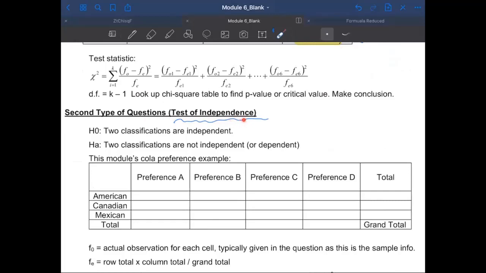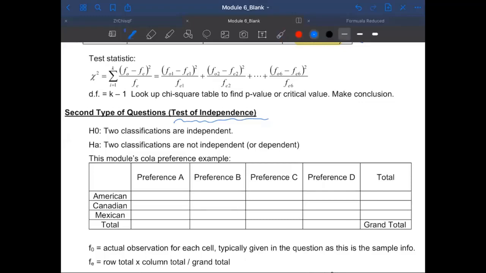For the test of independence, what we want to achieve here is, say we have 2 different kinds of classifications. The classifications mean you have a sample, and you want to classify them according to different criteria. The first type of classification, for example, if we were using this module's example, is nationality. We can classify the subjects, those people, according to their nationality, that's going to be the first classification. That's going to be their nationalities here: American, Canadian, Mexican. A second type of classification, again, you can classify the subjects, those people you collected for your survey, according to which color they prefer. So that's going to be color preference. They could prefer A, B, C, D. So there are 4 groups here. This is the second type of classification, right?